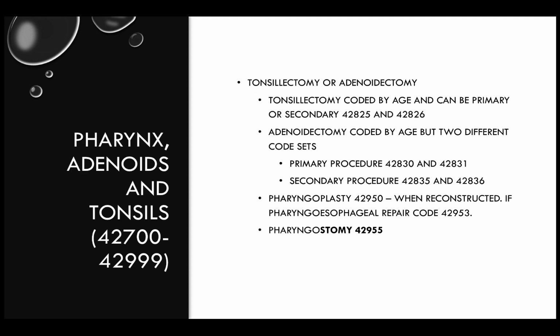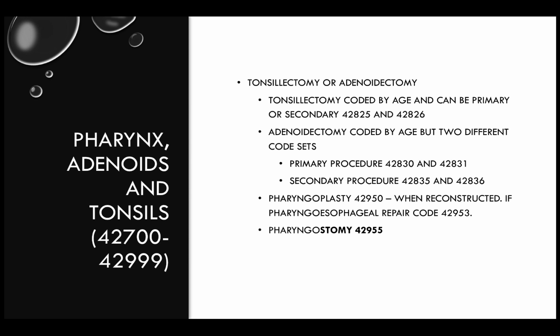Now let's talk about some other common procedures on the pharynx, adenoids, and tonsils. A tonsillectomy or adenoidectomy. A tonsillectomy is coded by age and can be primary or secondary: 42825 and 42826. Primary means it is the first time being done, and secondary means it is not the first time being done. Adenoidectomy is coded by age and by two different code sets. For primary procedure, 42830 and 42831, and for secondary procedure, 42835 and 42836.